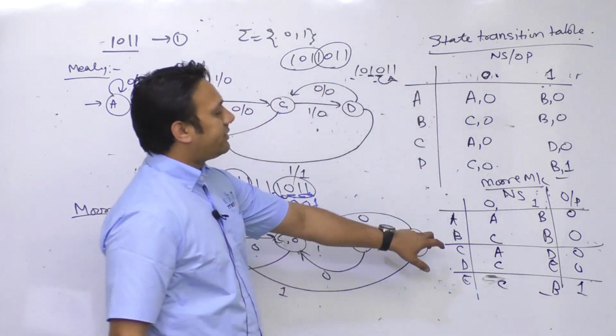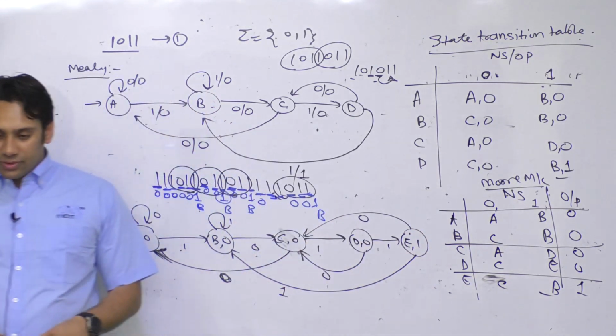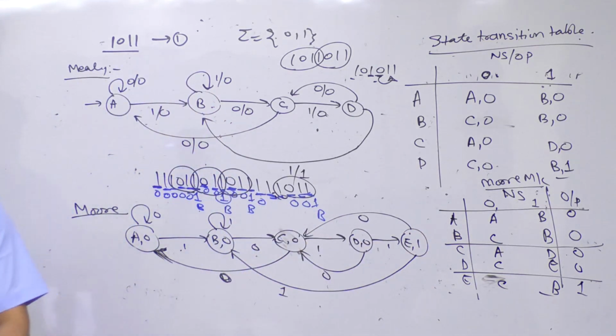So this is the state transition table of this Moore machine. Please write it down and ask if you have any doubts.